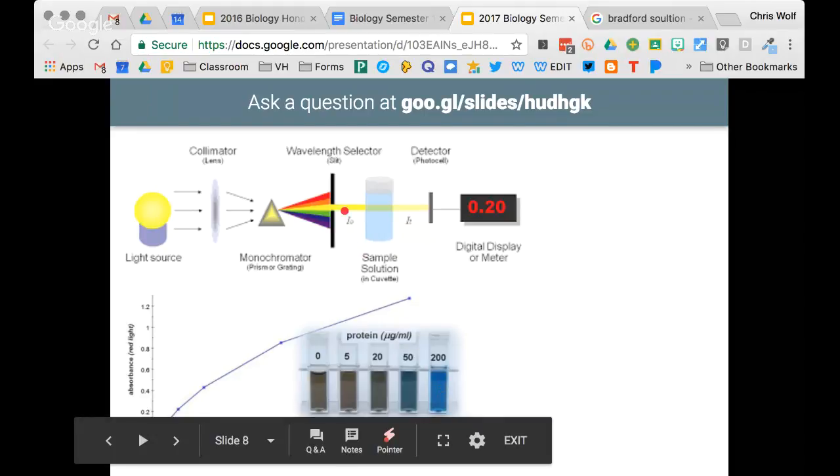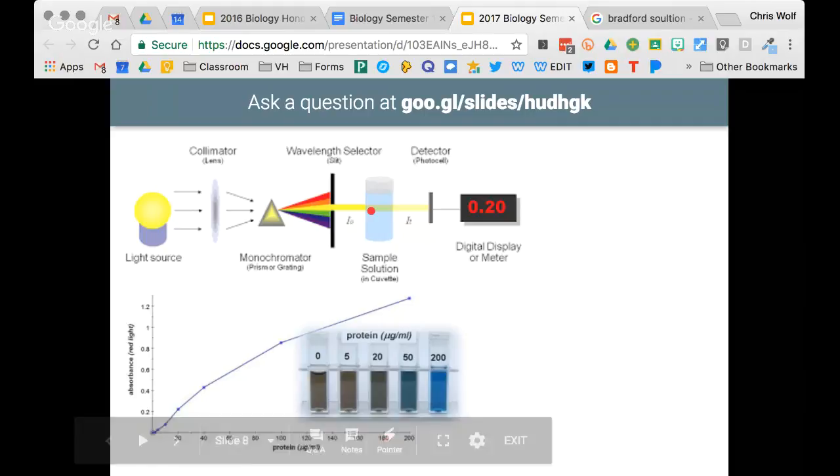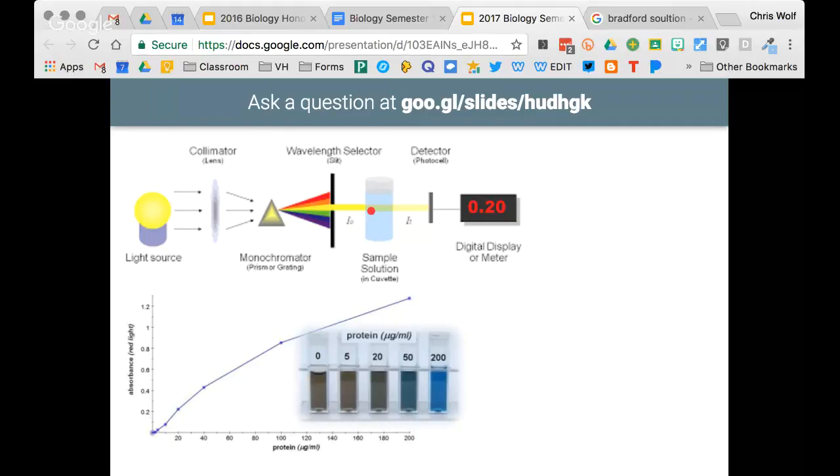And so what we did is we shined light on it. We learned that light either can be absorbed by molecules or reflected. In this case, it actually shines through the sample. So the more light that is absorbed, the less light that gets to this detector, and the machine determines how much light was actually absorbed by the sample. So the higher this number, the more blue or the more molecules there were in our solution.